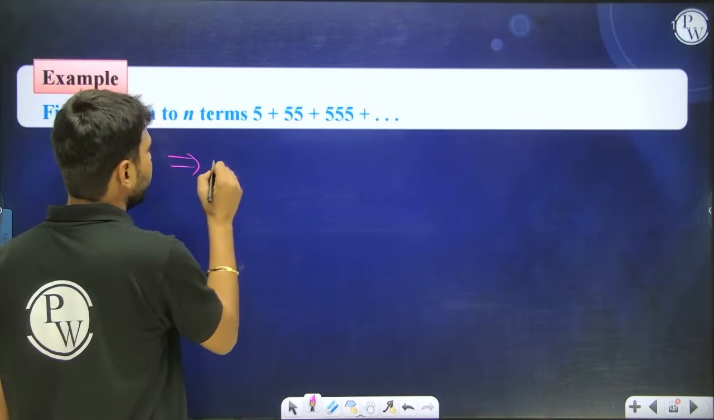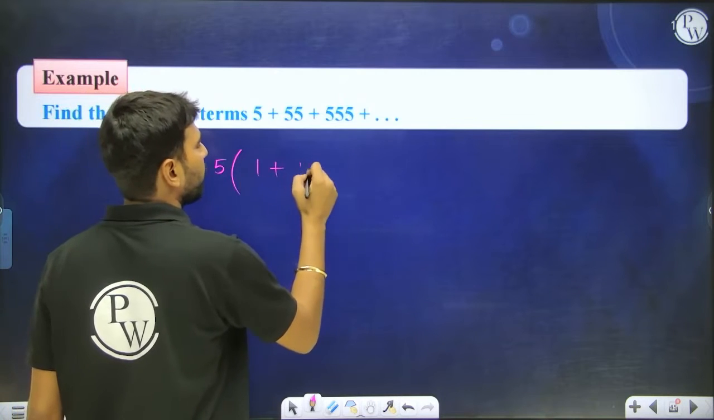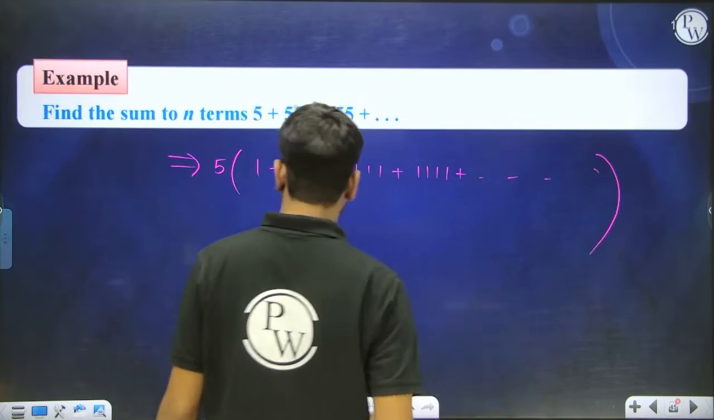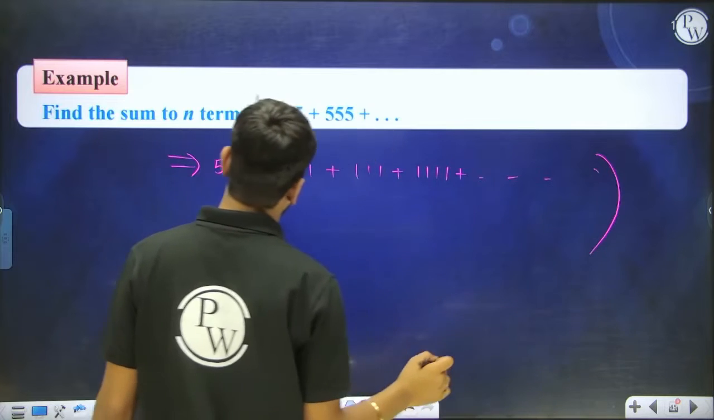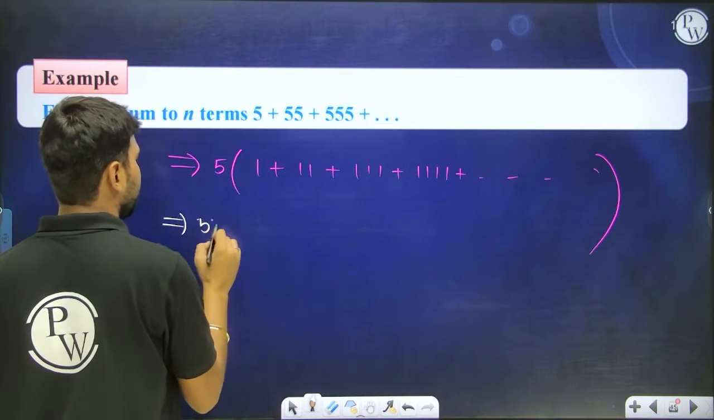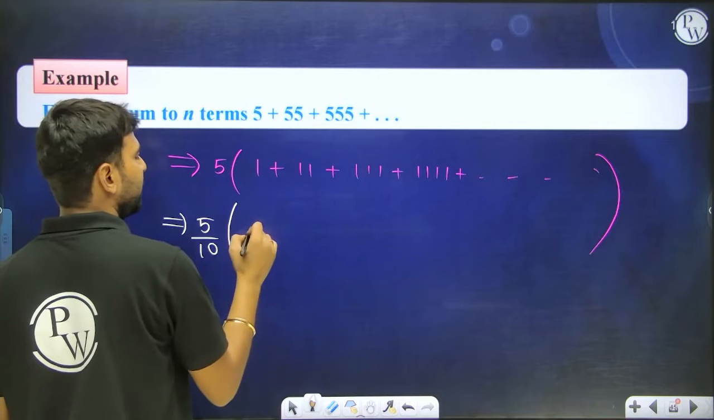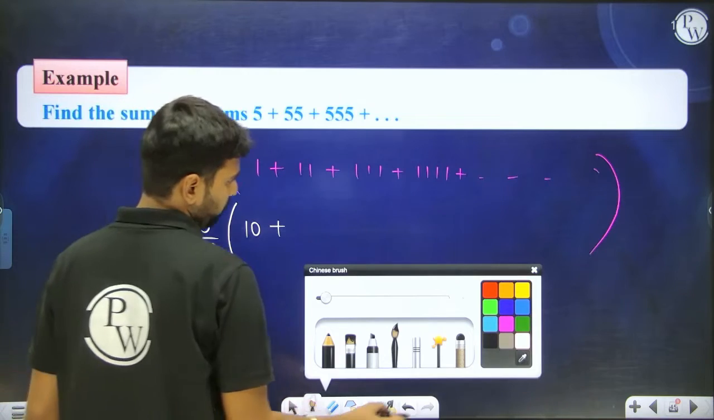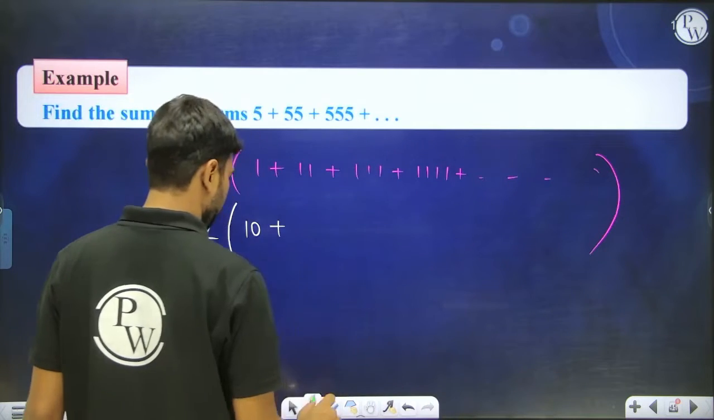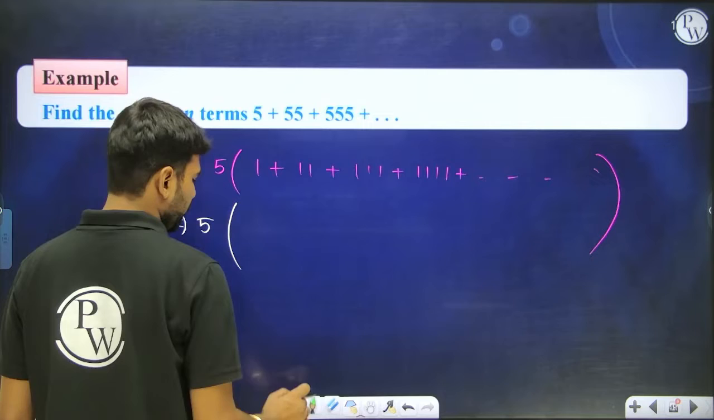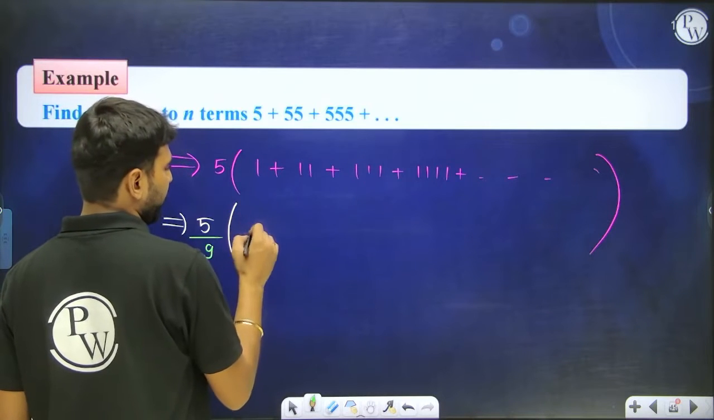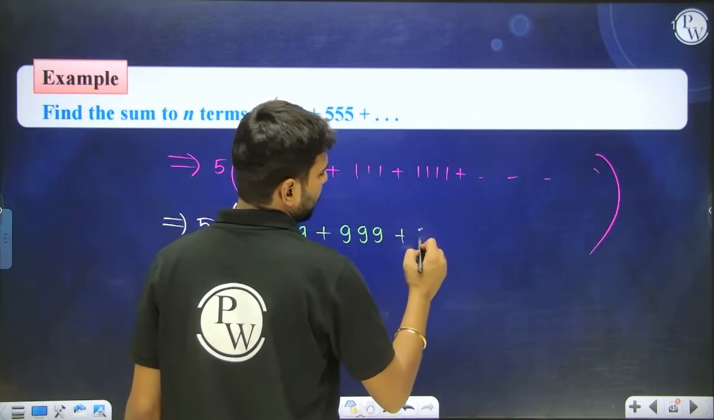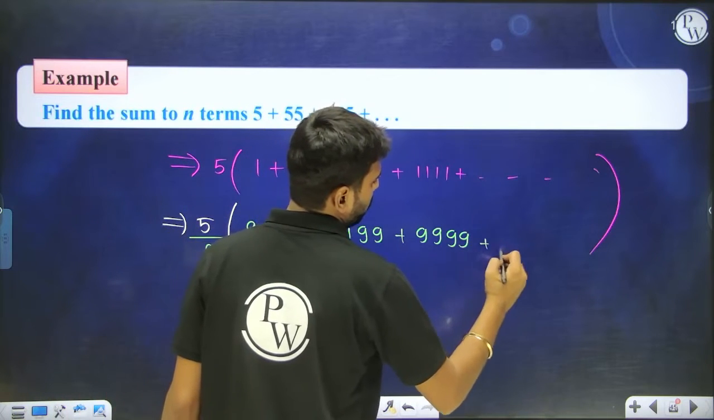First, we take 5 common so that 1, 1, 1 is created everywhere, and so on. Then we multiply this by 10 and divide by 10. Wait a minute. So what we do is we multiply and divide by 9. So 9 plus 99 plus 999 plus 9999 and so on. This is going to happen.